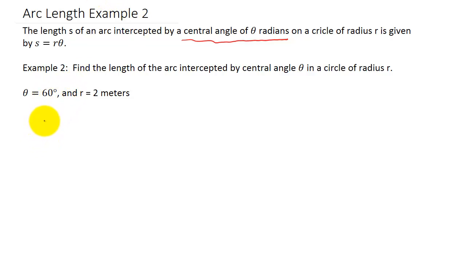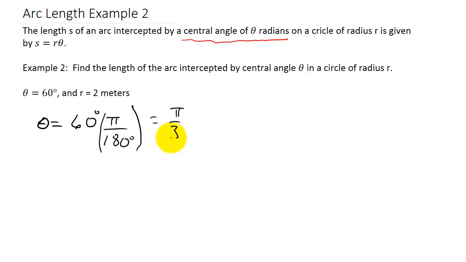So we have theta is equal to 60, and then remember how to convert to radians. You multiply the degree measure by pi over 180. So this is going to give us pi over 3 radians. So now we can plug this into our arc length formula. So S is equal to r times theta.